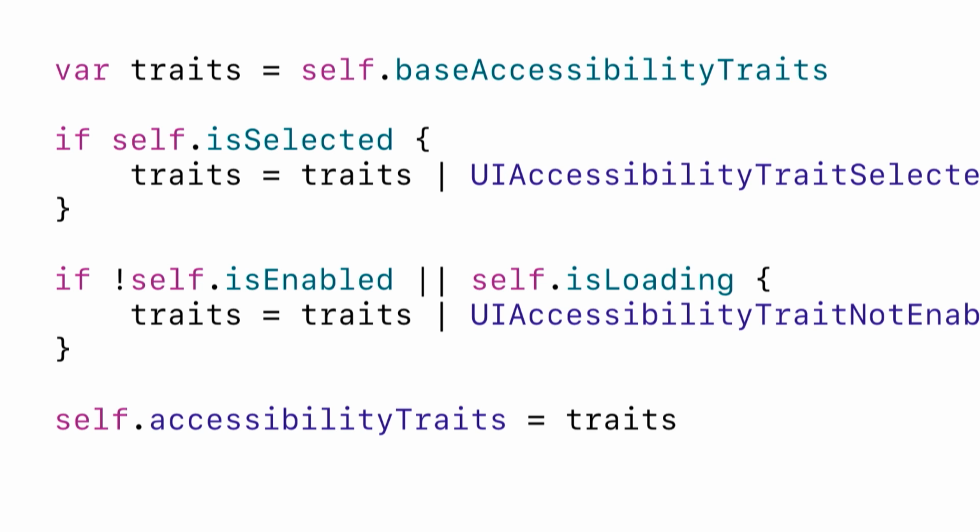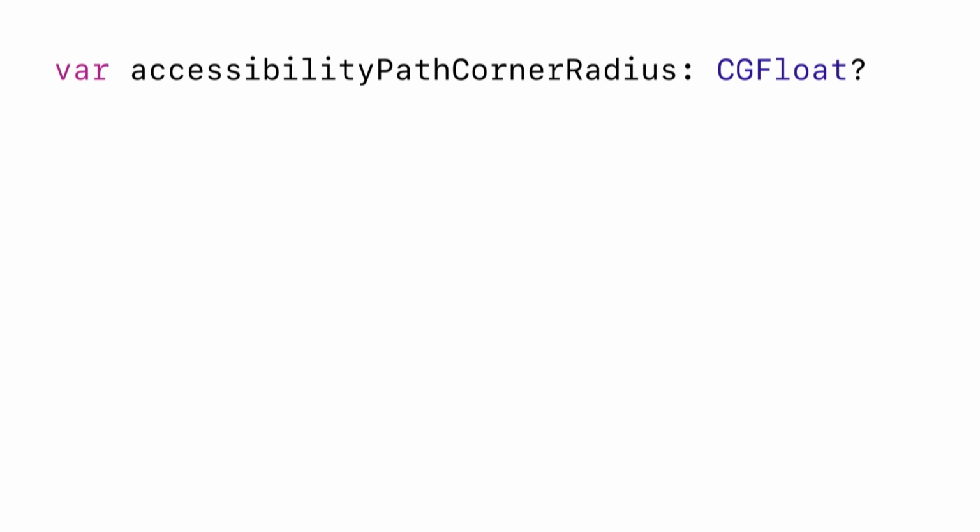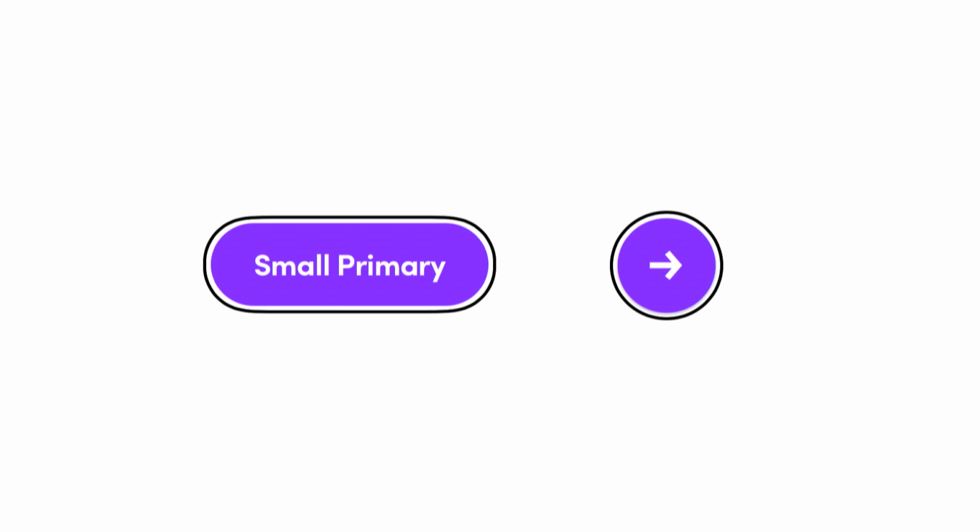So doing this is kind of a pain, and all the system controls do this automatically, but UIControl doesn't do it automatically, which is odd to me. So we have a way you set your base accessibility traits, and then this does it for you based on the other state. So it's kind of nice. If you're using this, you don't have to mess with it. We also have a way to customize the path that VoiceOver draws, so it draws nicely around our controls. Silly touch, but I'm really into it.